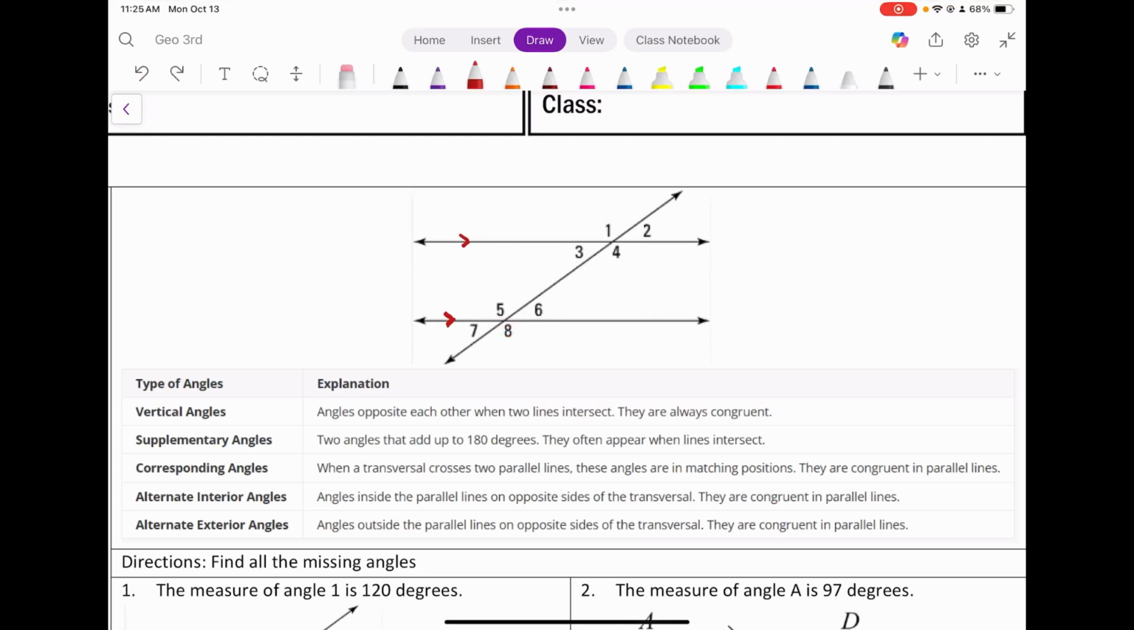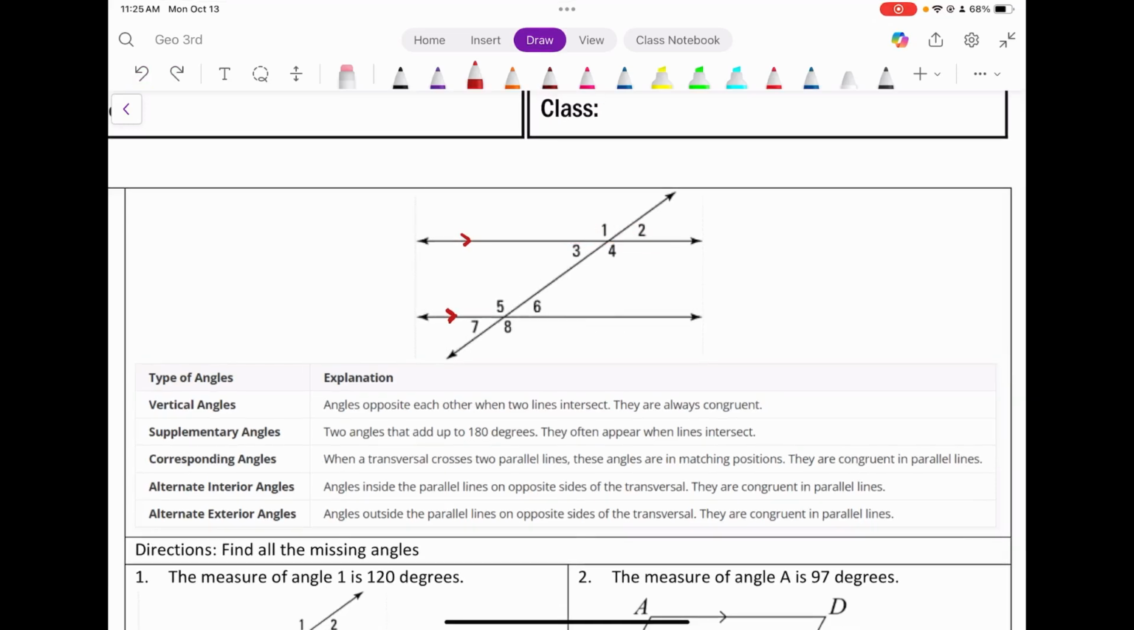Then we have our linear pairs, which are right next to each other, angles 1 and 2. Since you have a straight line here, these two angles would add up to 180 degrees. Angles 2 and 4 here would also add up to 180 degrees. Then you have the relationship between angles 1 through 4 and angles 5 through 8 at the bottom.